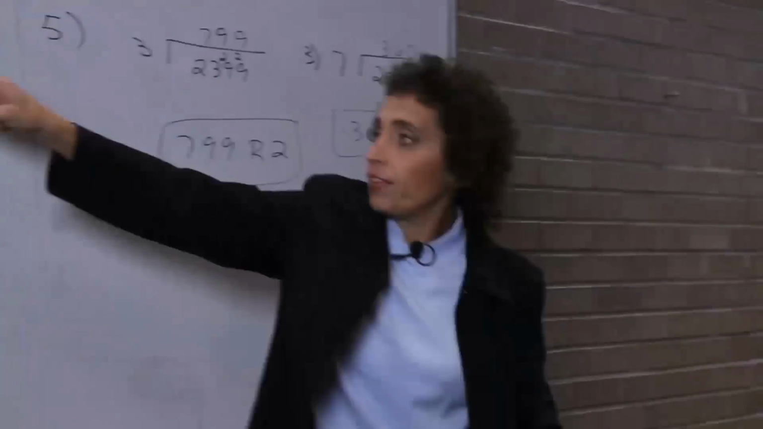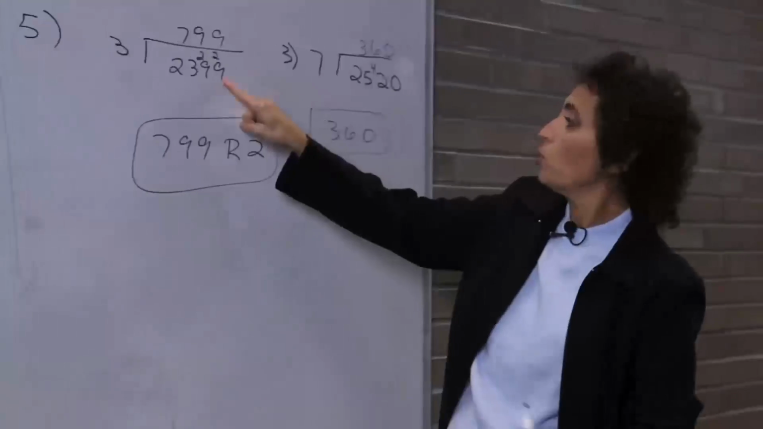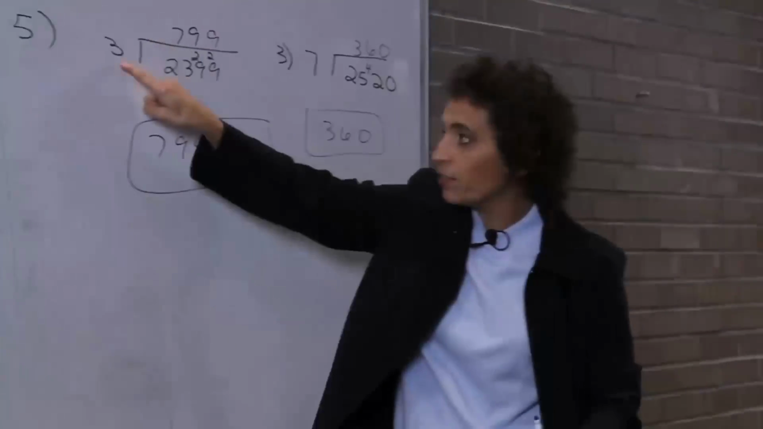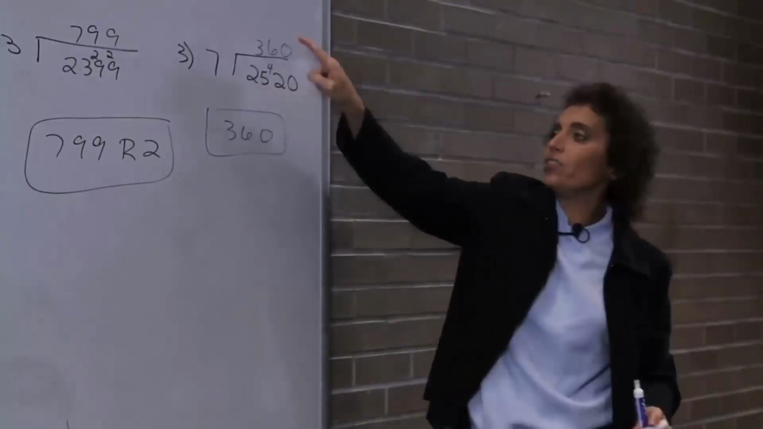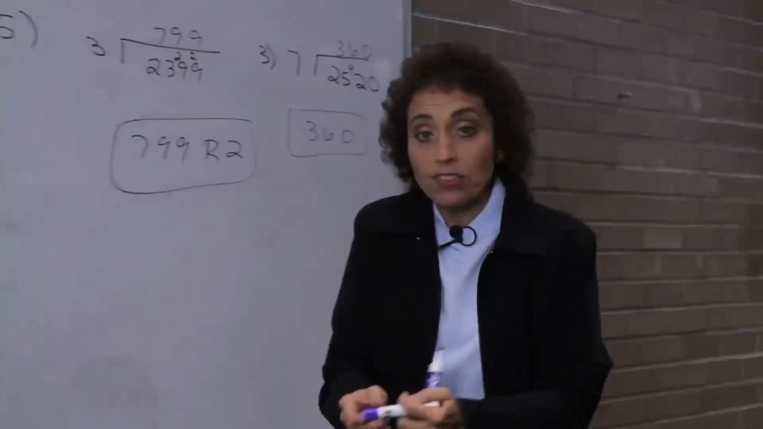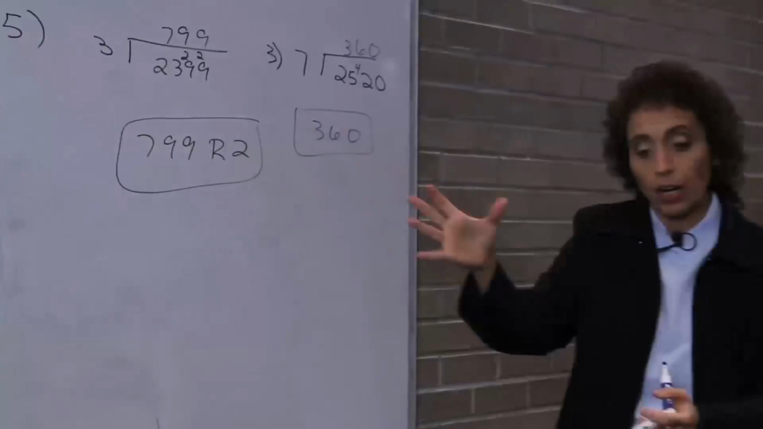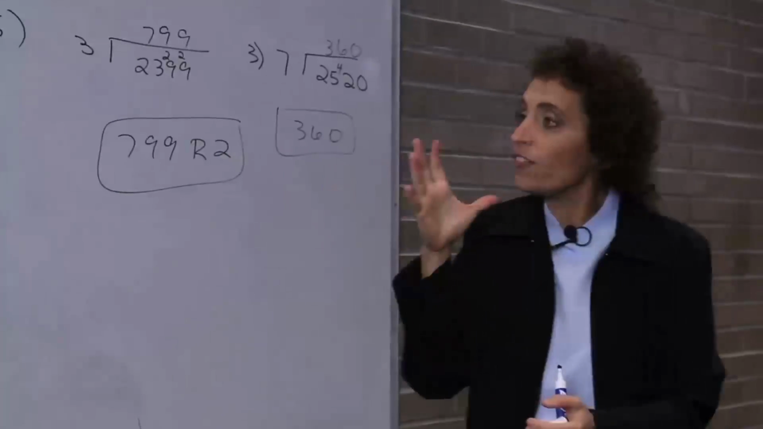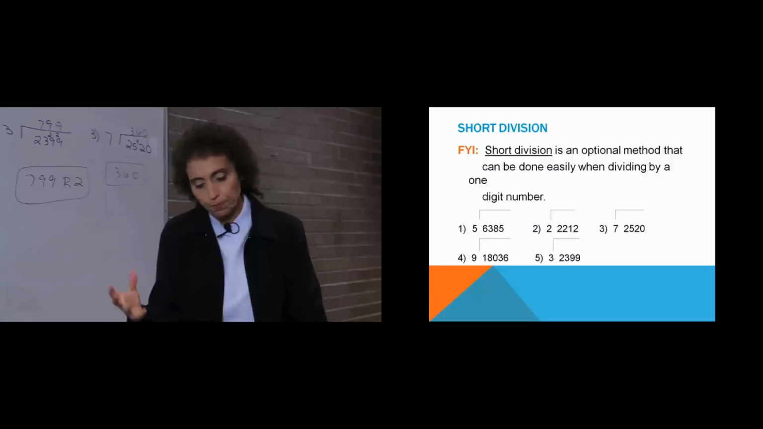Notice 18,036 is divisible by 9. 2,399 is not divisible by 3 because there's a remainder. Here, 2,520 is divisible by 7. That is short division. Now, I have to tell you, learning your multiplication facts is really, really important to be able to divide. However, there are some divisibility rules that will help us divide. So let me show you what those are.